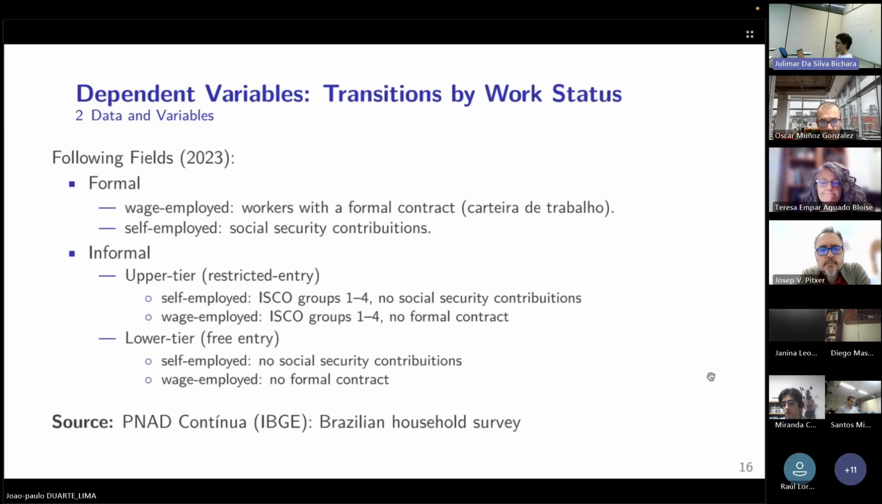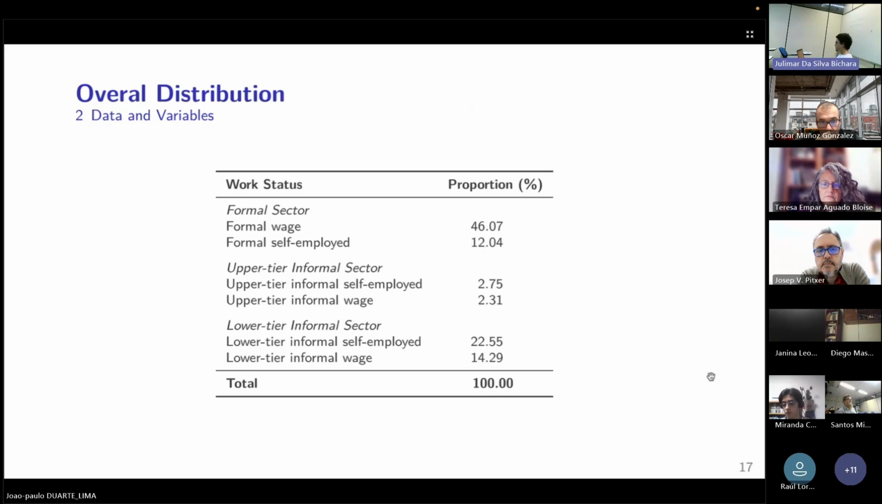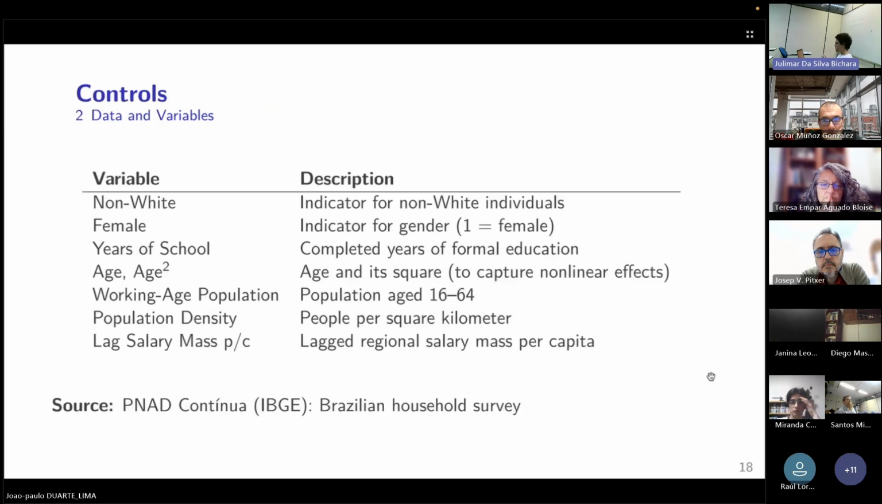Upper tier and lower tier is based on the kind of job they have, or the kind of skill they need, based on the high school database. The idea is that upper tier jobs have restricted entry, or you need more skills to perform. So that's how it's divided. Most of the population is employed in the formal wage sector, and you have our population moving on the other. So lower tier informal self-employed workers are the majority.